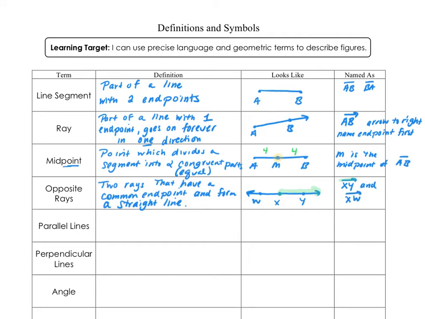Okay, so notice what I did there is, again, I started at X and I went to W. Whenever you name a ray, you always, always, always have to start with the endpoint. So X is our endpoint, that's our common point, and then you name another point on the ray. Another thing, the arrow always goes to the right. Remember that what we put up here. Arrow to the right, name the endpoint first.